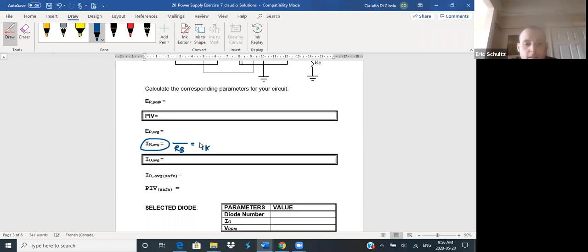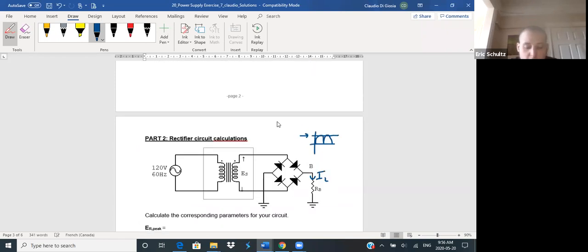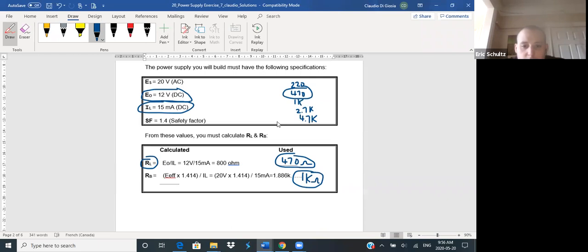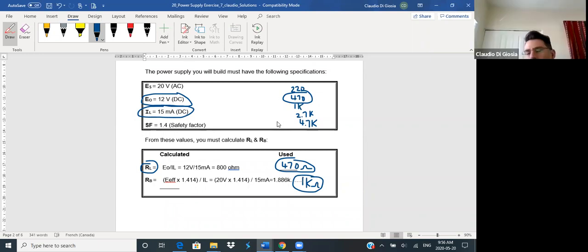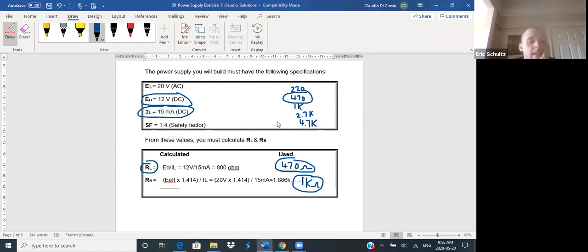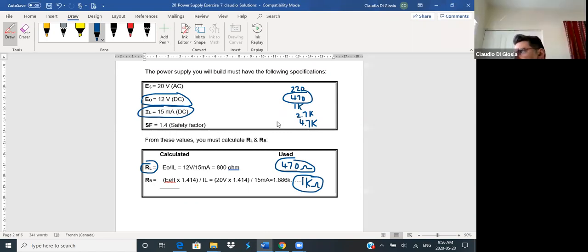Hey, Claudio. Yes. So I get how we got to the 1.886K ohm. That's cool. But why do we have to use the smaller one as opposed to a larger one? Like, why are we using a 1K instead of a 2.7K? Okay, so what happens if you increase resistance is that you decrease current, right? Which is not what we want to do here, because we're not here to protect the circuit like a fuse, right? What we're here to do is build a circuit that has enough current to supply the load.